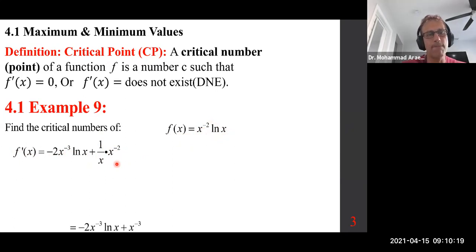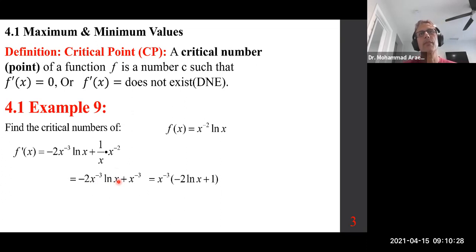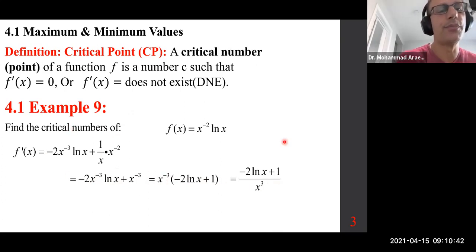Simplification. We can factor out x to the power of -3. We can rewrite this as this over x cubed. So this is calculus, everybody. There's a lot of algebra involved. Now the next step is f prime is either 0 or f prime doesn't exist. f prime is 0 when the numerator is 0. f prime doesn't exist when the denominator is 0.